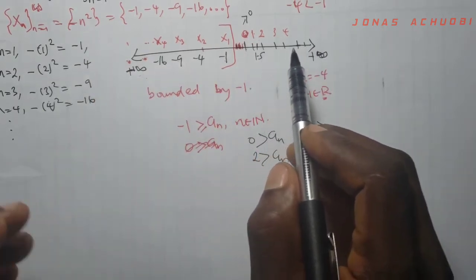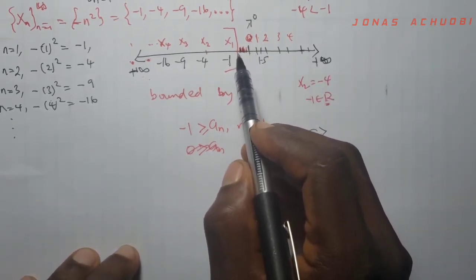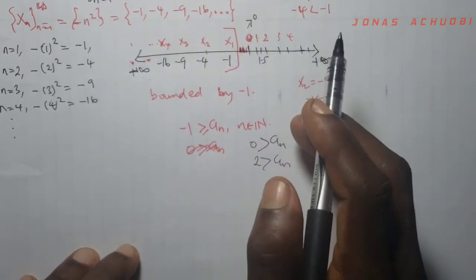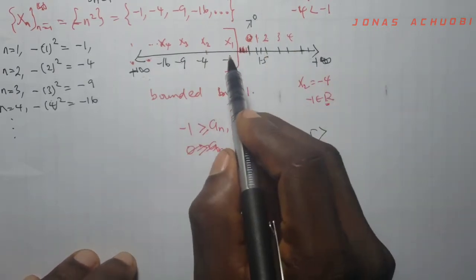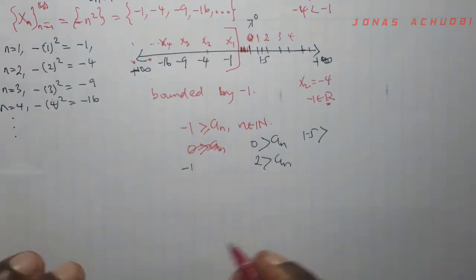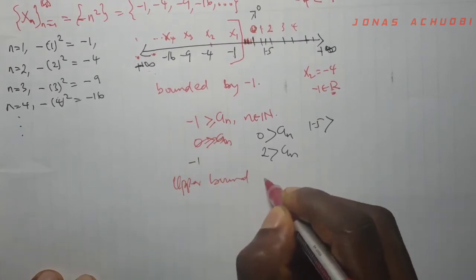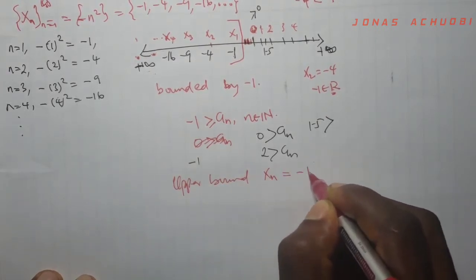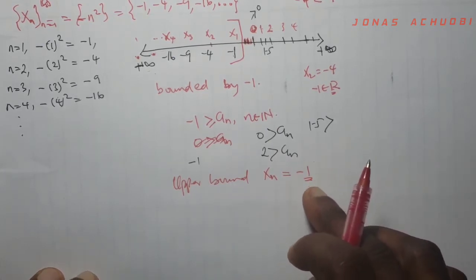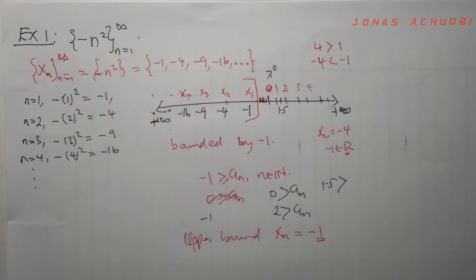And this is a property that upper bounds will enjoy: once there exists an upper bound for a particular set or a particular sequence, there exist infinitely many more upper bounds. I hope it's clear. So we are saying here that this sequence is bounded from above by what? Minus 1. So we'll now write that the upper bound for our sequence xn is equal to negative 1. This simply means that minus 1 is that term that is bigger than or equal to every other term of a sequence. Hope it's clear.